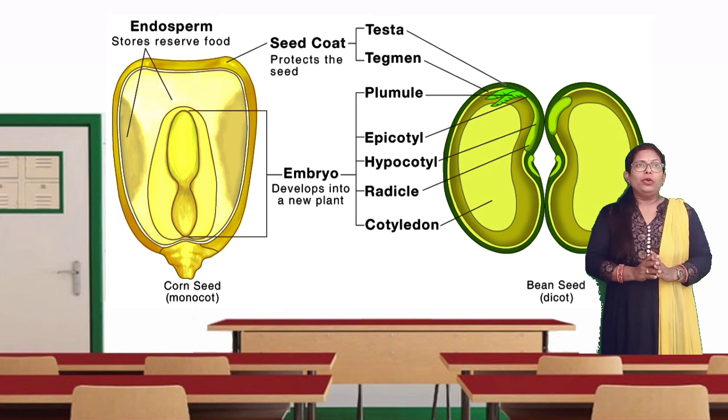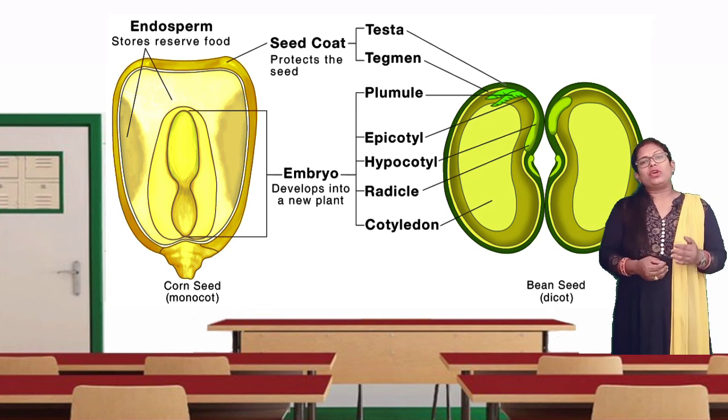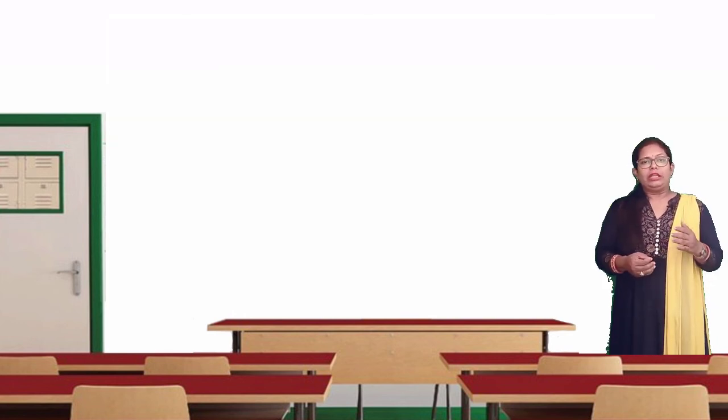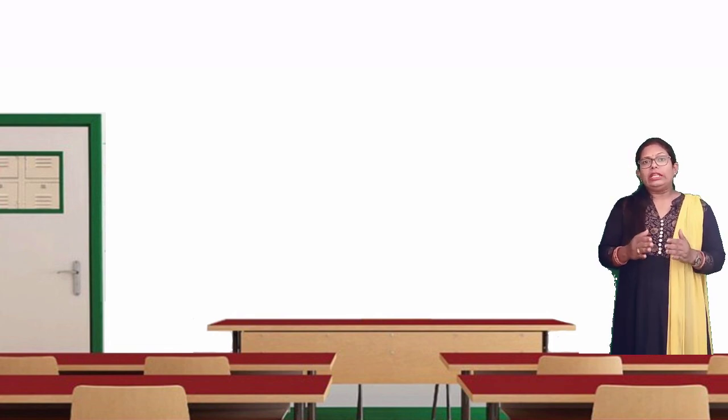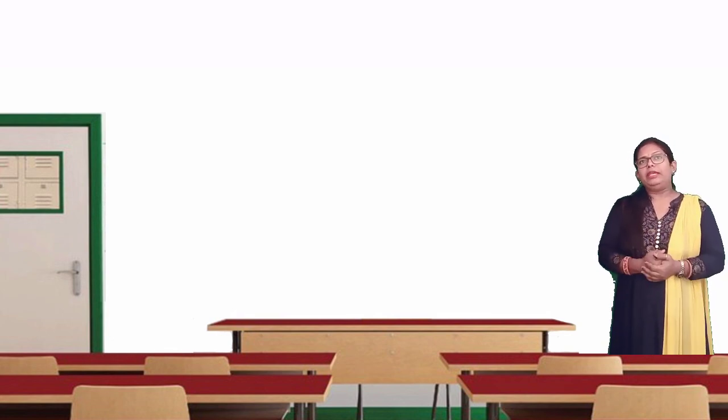In this video, we have studied classification and the structure of seed. Then we have studied structure of bean seed, then structure of maize seed, and afterwards we have understood the differentiation between the maize grain and bean seed.